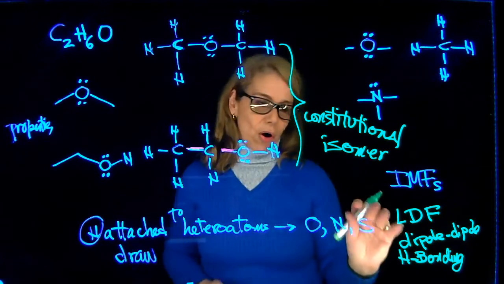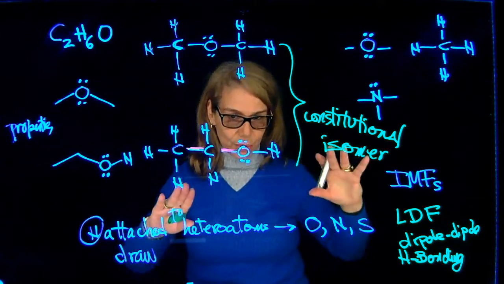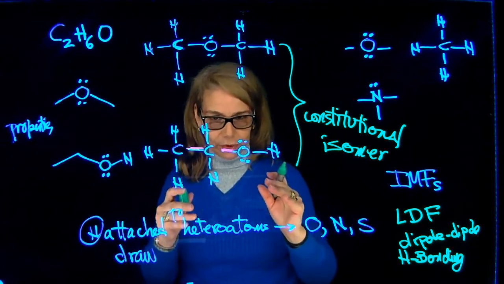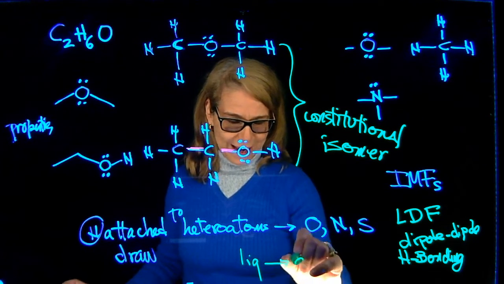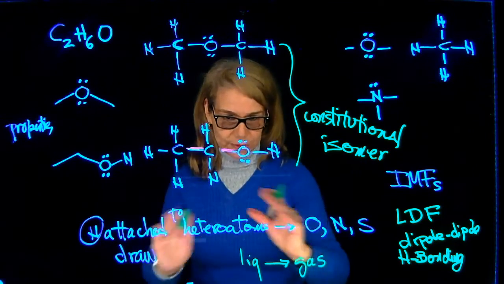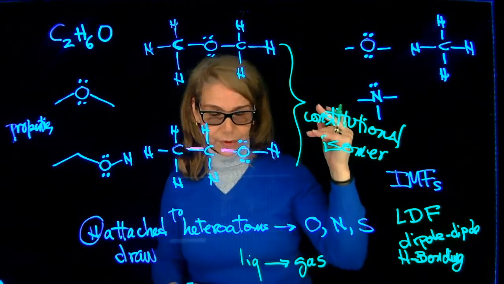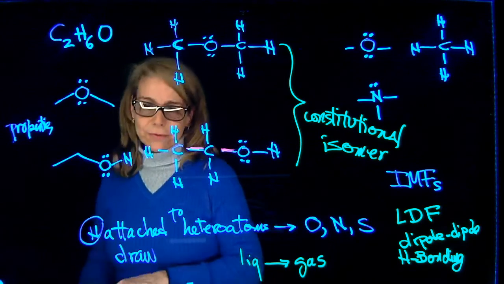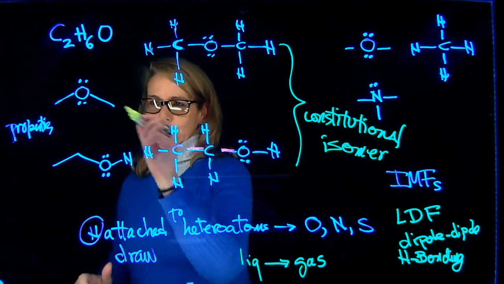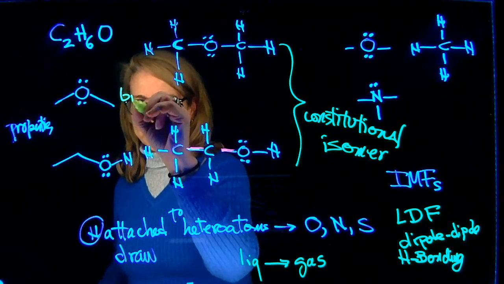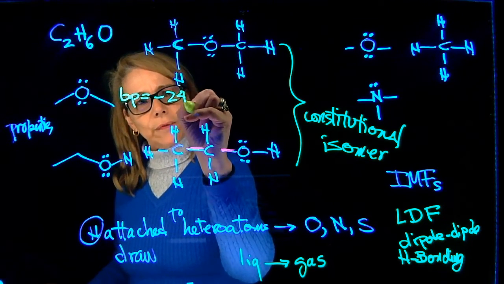And so the stronger the interactions are between molecules, the more energy it takes to break those and separate the molecules in going from the liquid to the gas phase. We need to break interactions between molecules. The stronger those forces, the more energy we need, so we'll have a higher boiling point. And this is reflected right here. So, for example, the boiling point of dimethyl ether is negative 24 Celsius.